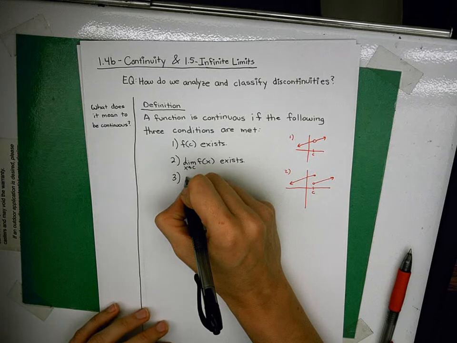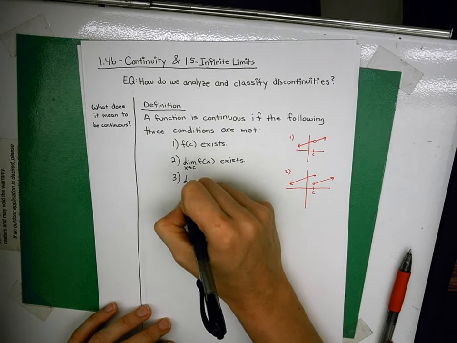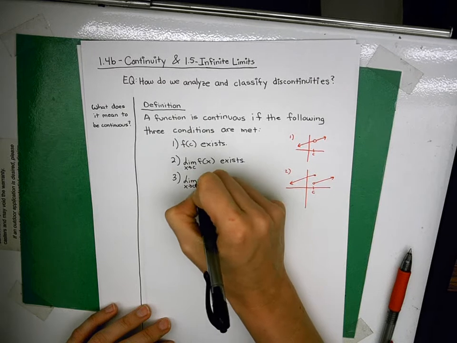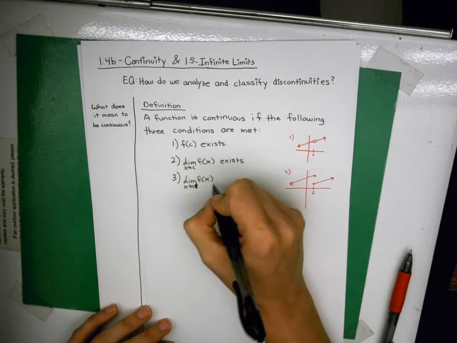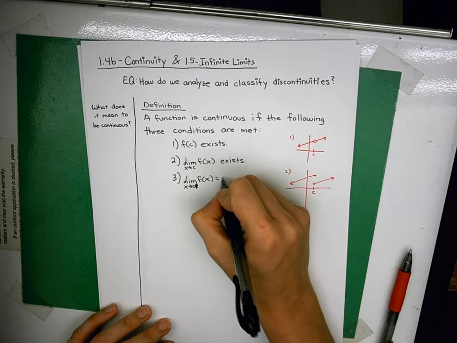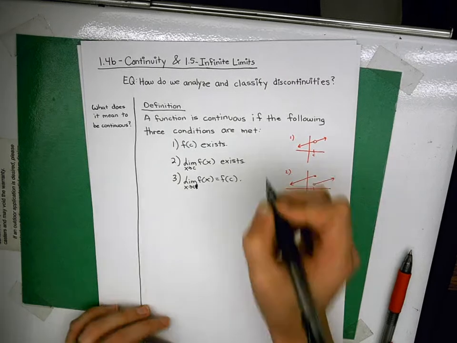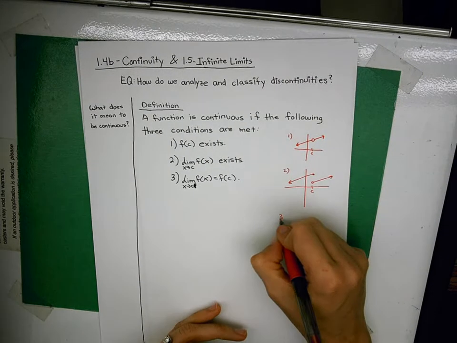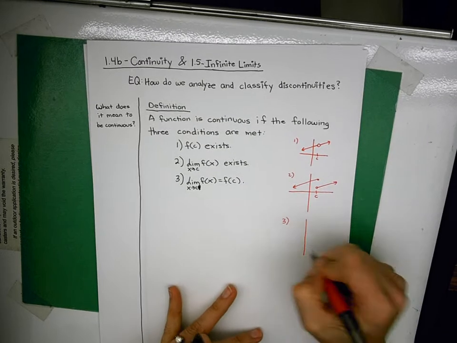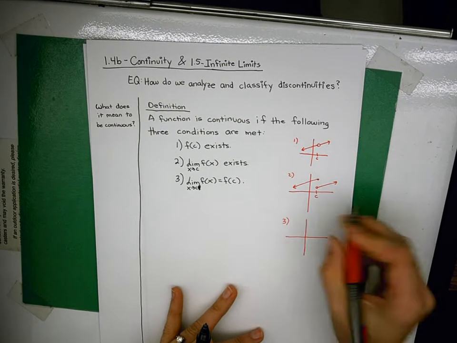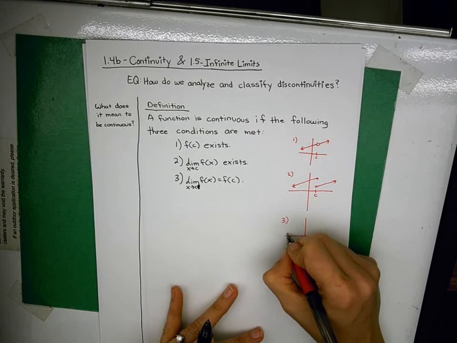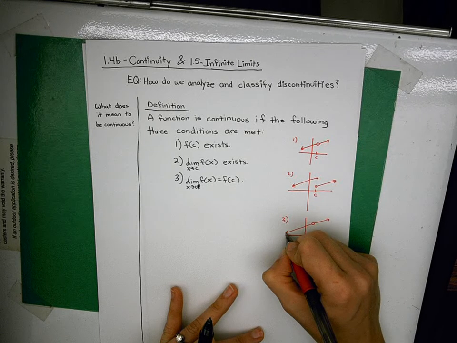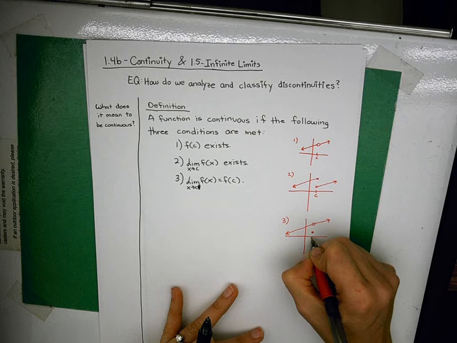And then our third and final one is that the limit that we find in number 2, in evaluating our second criteria, has to equal the point that I find in evaluating number 1. And so what that would look like is this type of function, maybe something like this, where that's C.